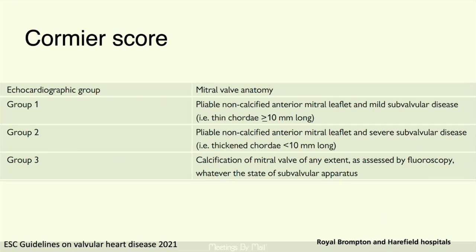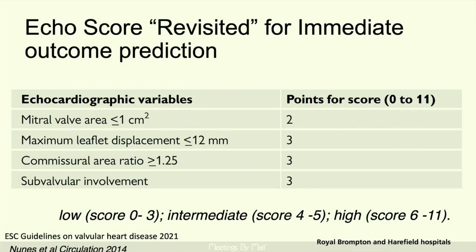This is the Cormier score, which looks at mobility of the anterior mitral valve leaflet, and also assesses, based on fluoroscopy, the degree of calcification and movement of the mitral valve leaflets. The ECHO revisited score takes into consideration the valve area. So if the valve area is below 1, the patient's score is already 2. And other factors that they look at are subvalvular involvement, commissural area ratio, and also the degree of leaflet displacement. The higher the score, the worse the outcome is from percutaneous mitral commissurotomy.